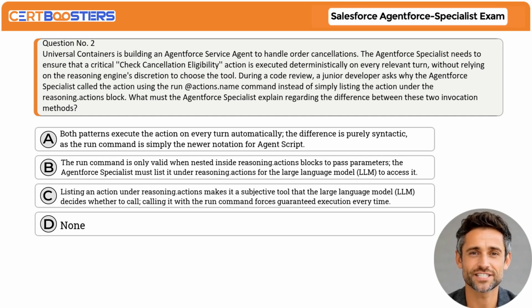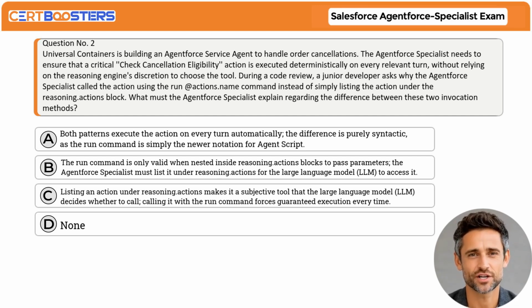A. Both patterns execute the action on every turn automatically. The difference is purely syntactic, as the run command is simply the newer notation for agent script. B. The run command is only valid when nested inside reasoning actions blocks to pass parameters. The Agentforce specialist must list it under reasoning actions for the large language model, LLM, to access it.